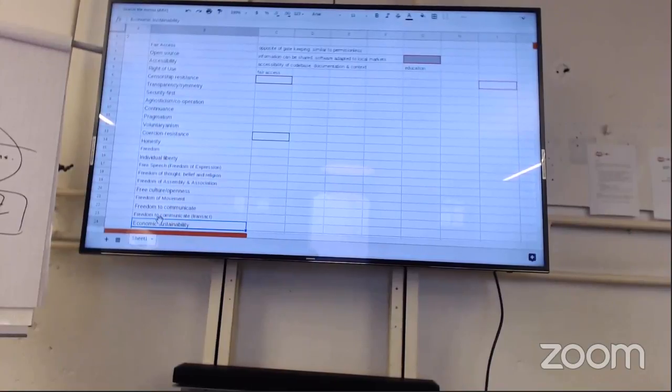I find it interesting, as a side comment, the right of use implies some kind of permission. And it's like, who's giving that permission or that right to do? Maybe that's what I was thinking.